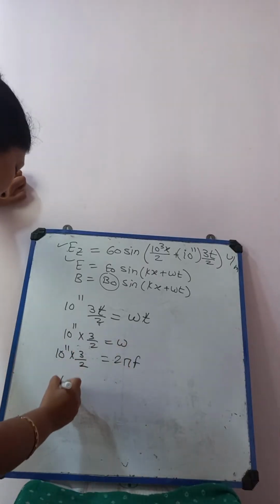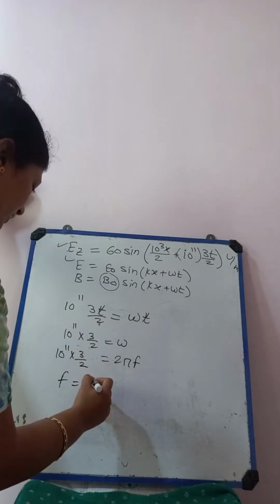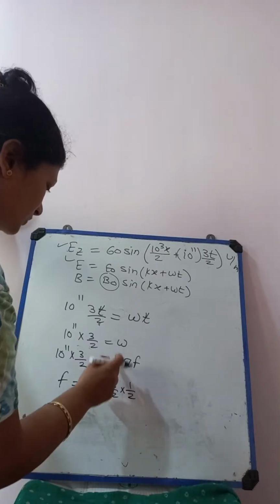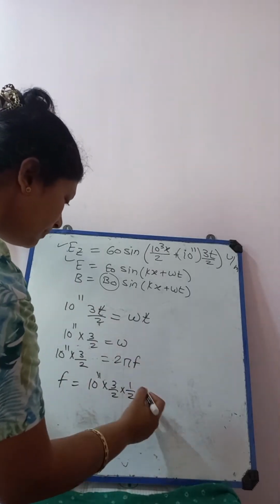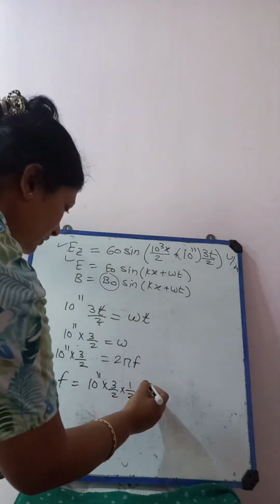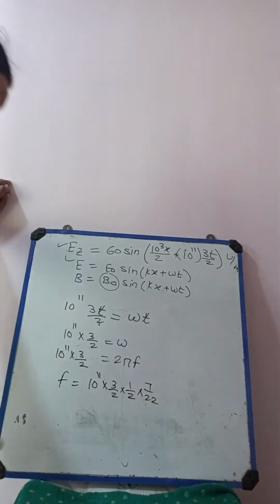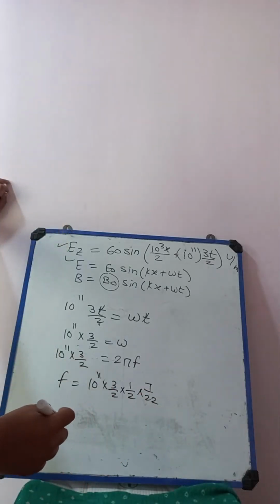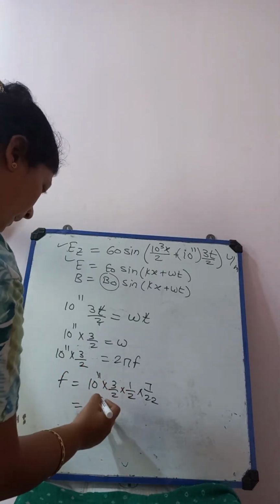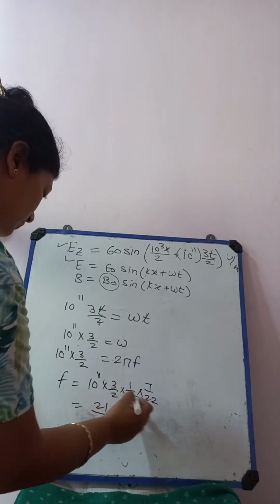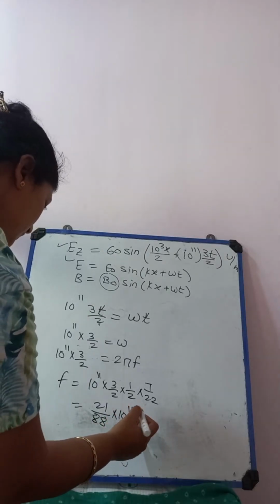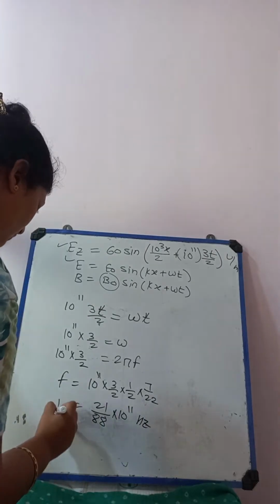Now I want the frequency, so I will transpose everything over here: 10 raised to 11 into 3 by 2 into 1 upon 2 pi. The 2 gets reciprocal, and for pi I will substitute 22 by 7, so it gets reciprocal, that is 7 by 22. Now simplify this, it will come a huge value: 21 by 88 into 10 raised to 11 hertz. This is the frequency.